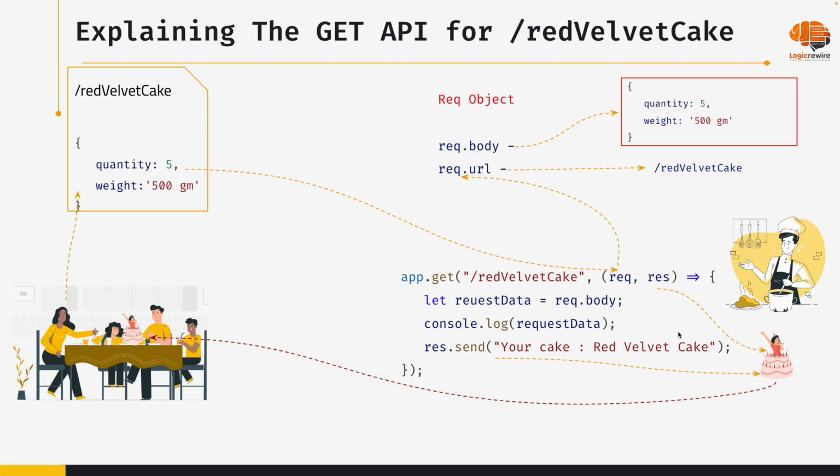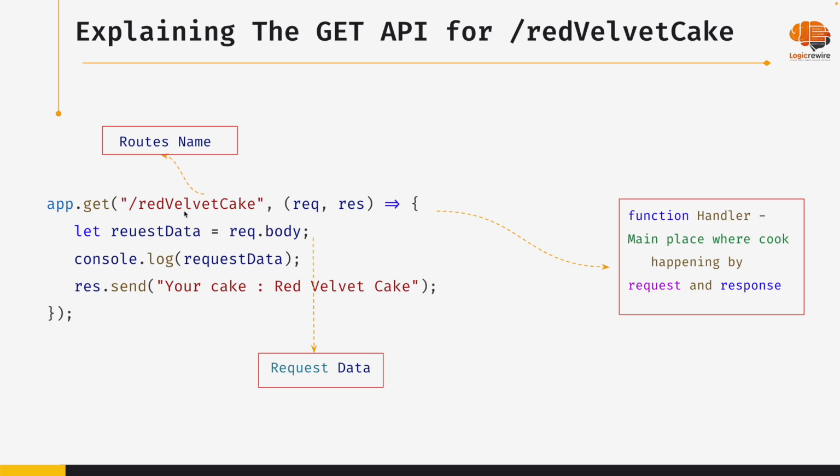So that is what is happening in this code. This code defines some of the parameters, and we'll discuss some of the parameters next. So what is this code about? We have written app.get, right? This is an HTTP method we already know, the GET method. That is one thing. Next is the first parameter which you are seeing, slash red velvet cake.